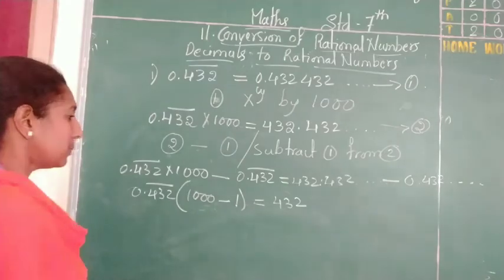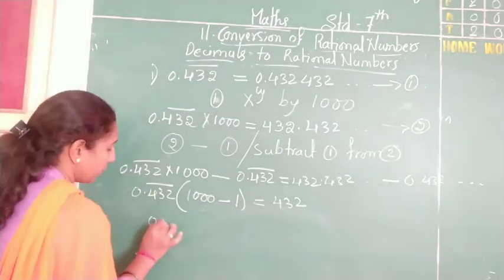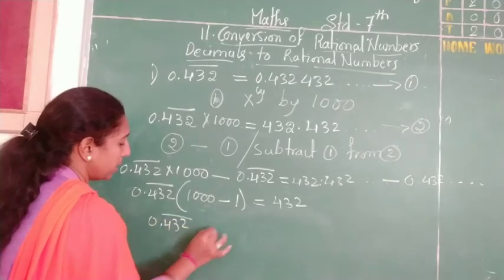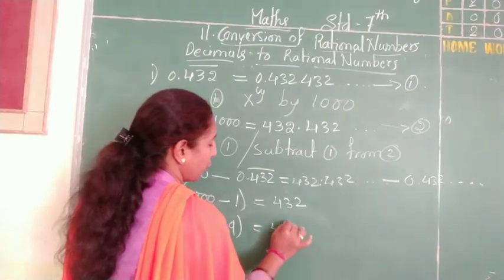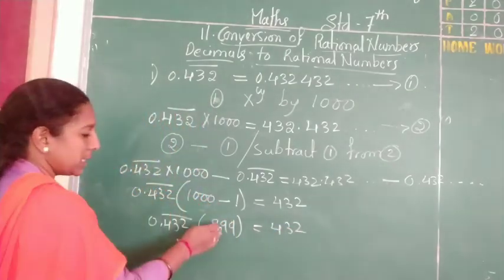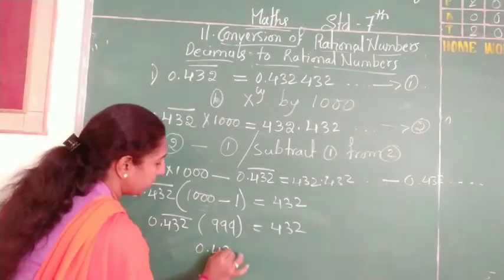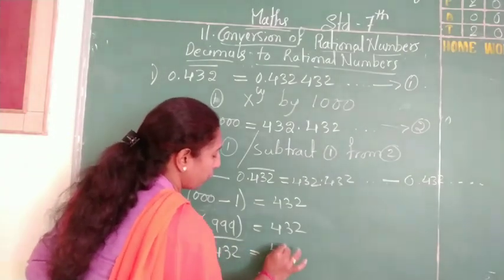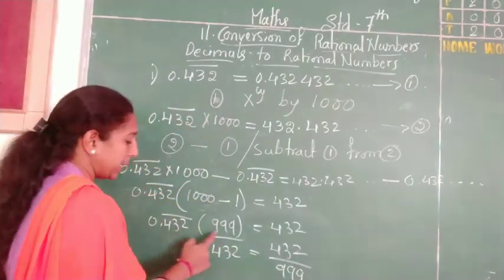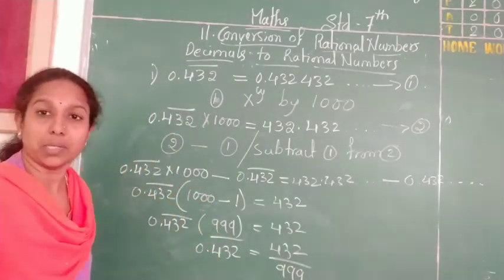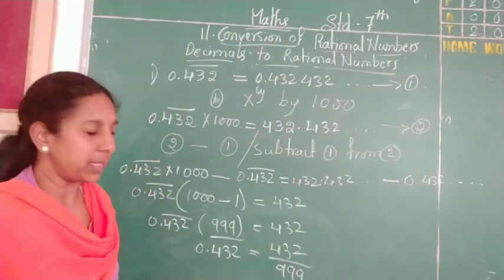Okay. So now what will happen, children? This is 0.432 bar. After subtracting, 999 times it is equal to 432. Now this one I will shift to the RHS. So 0.432 bar is equal to 432 divided by 999, because there is multiplication between these two numbers. So after shifting, it comes in the denominator.